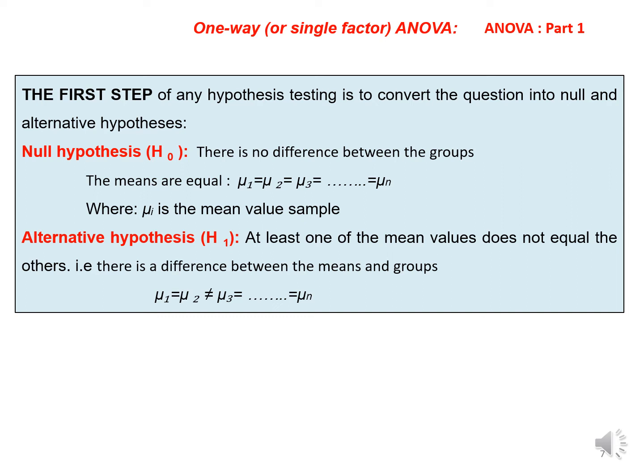For this, the first step that we should take is to make a hypothesis. First, a null hypothesis, which says that there is no difference between the groups that we have considered. Statistically, the means of all the groups are equal. Then we give an alternative hypothesis that at least one of the mean values is not equal to the others. That means there is a difference between the groups.